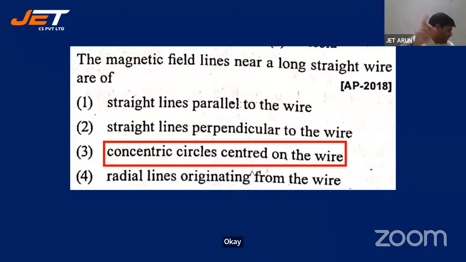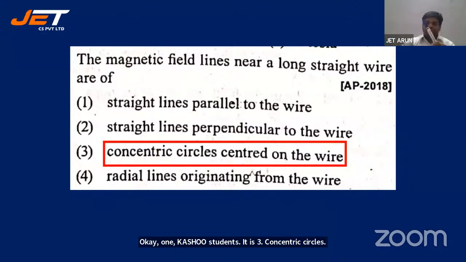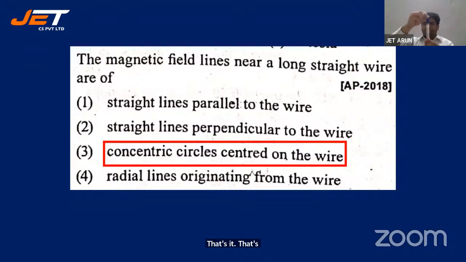Concentric circles. See, let's say I've got this one. Let's say this is the wire. If the current is flowing like this, I'll have concentric circles around the wire. So if this is the wire like this, I'll have concentric circles around the wire.